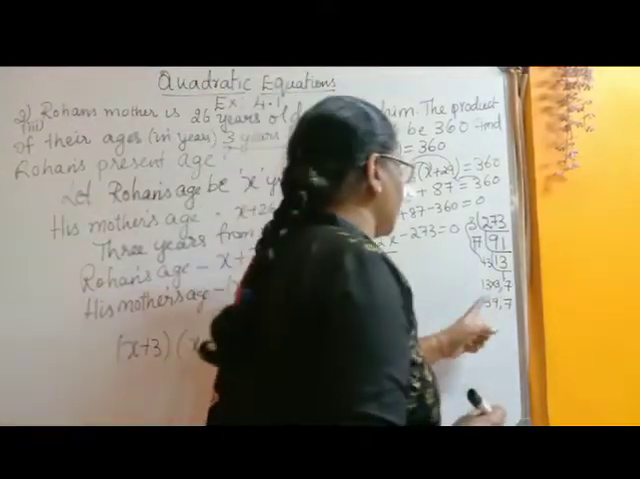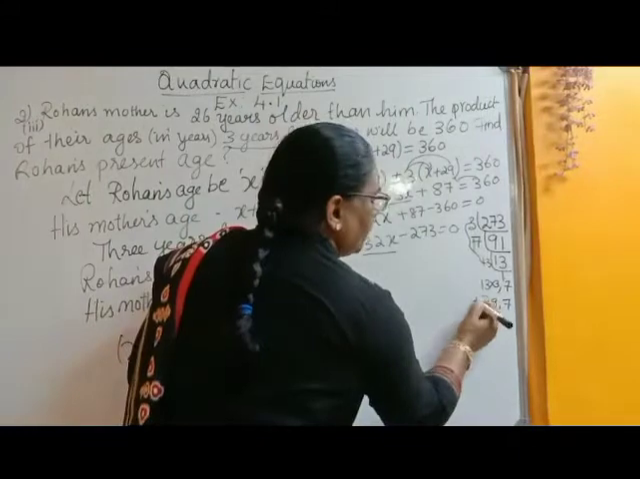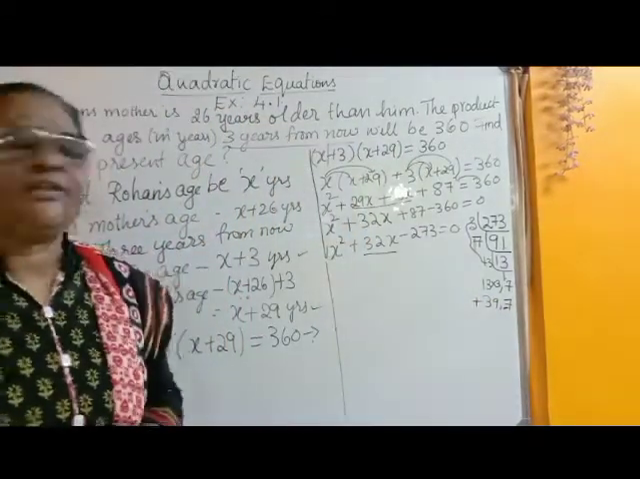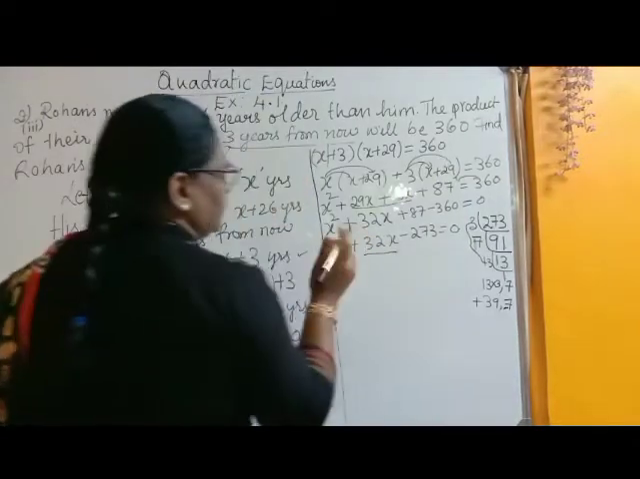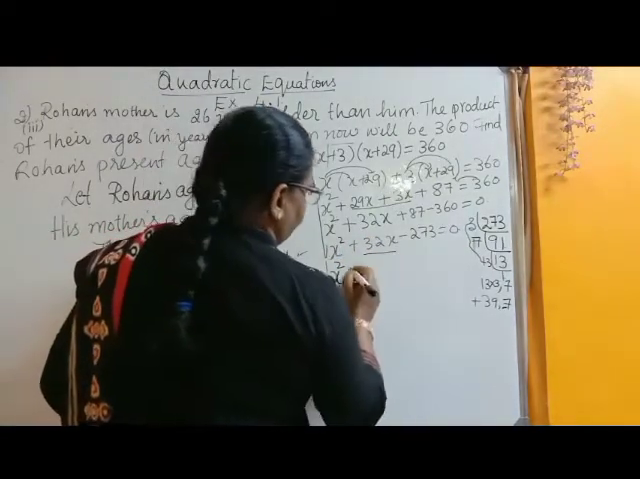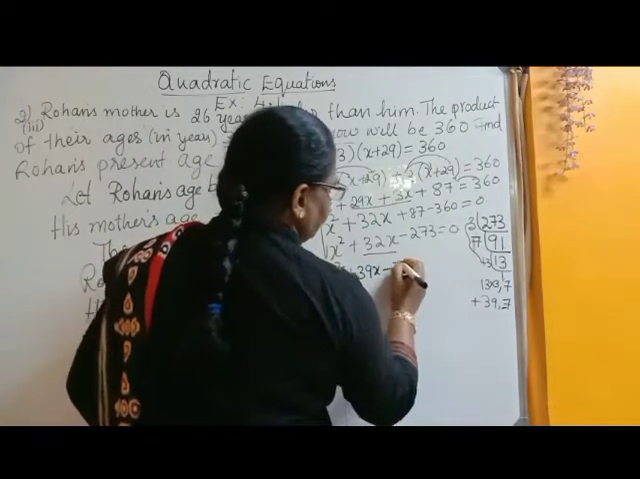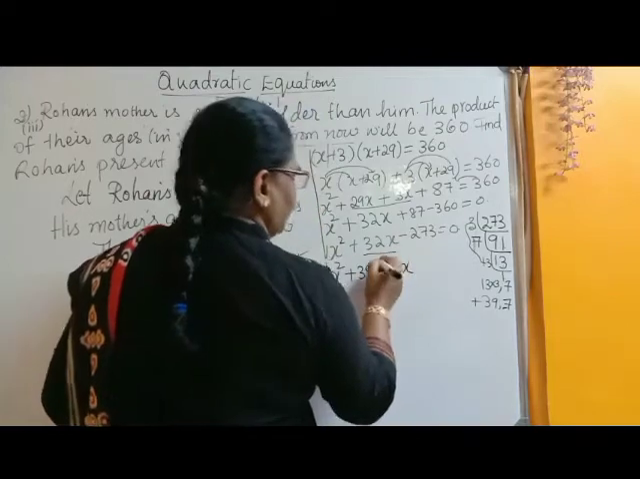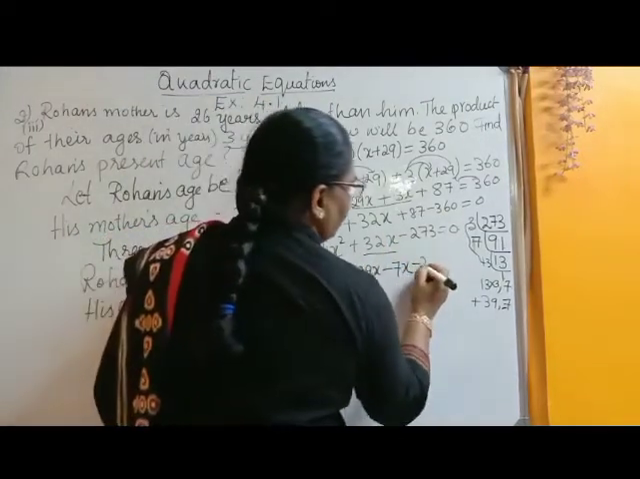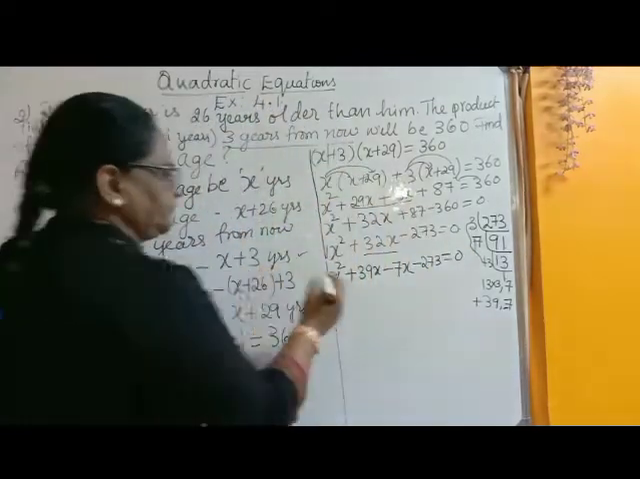So, whenever you are subtracting and getting the middle term, the sign of the middle term should go to the bigger number and the other number should get the opposite sign. Now, this can be split as x square plus 32x, you can write it as plus 39x minus 7x. 39x minus 7x, you will get 32x. Minus 273 is equal to 0.